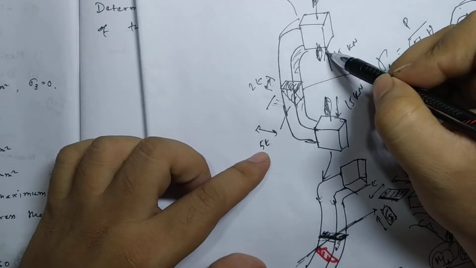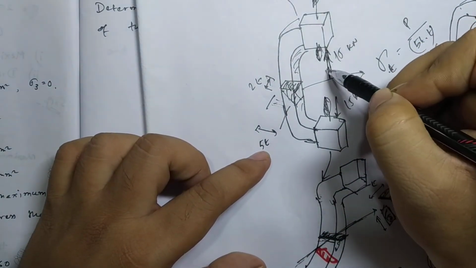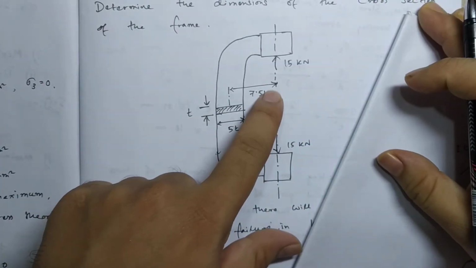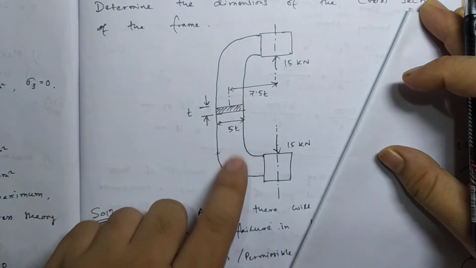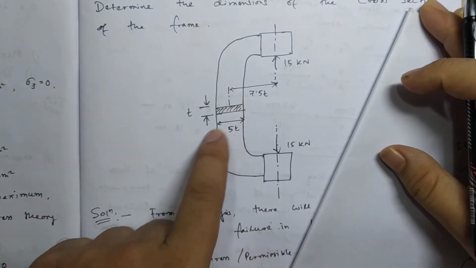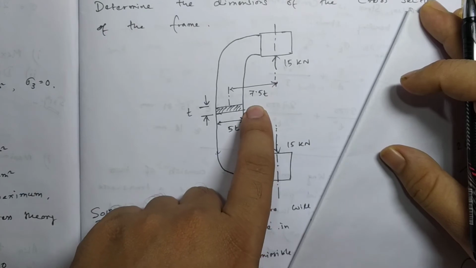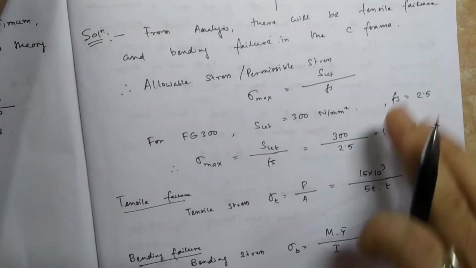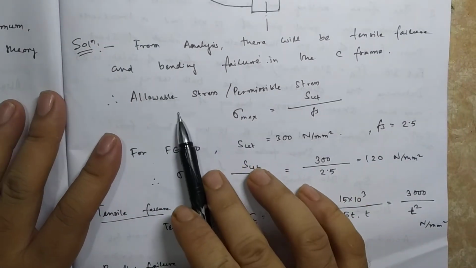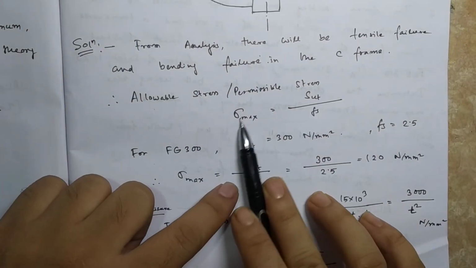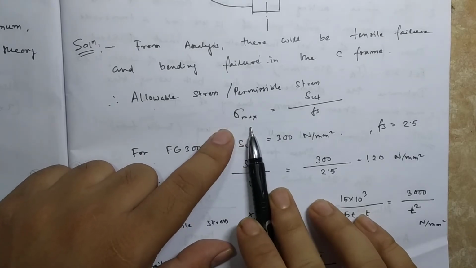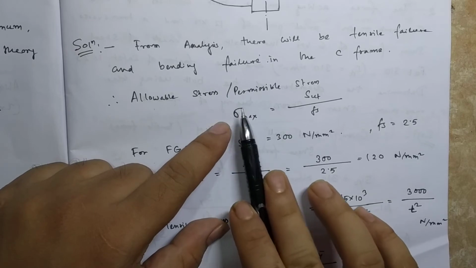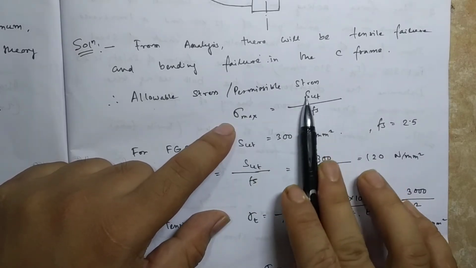So it is the force multiplied by the perpendicular distance to the neutral axis. That is given directly in your problem, 7.5 times t. This is the neutral axis. So force into 7.5 t is your bending moment. Now you have already solved a similar problem. What you have to do is find the allowable or permissible stress, which is the combination of your bending stress plus tensile stress. This is the allowable stress, which you should always keep below your failure stress.